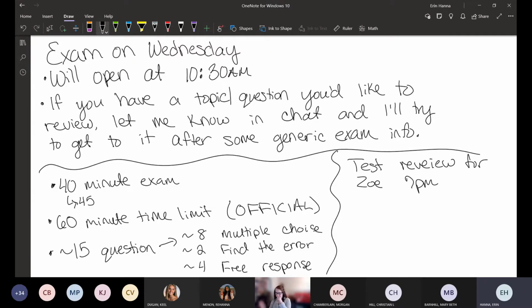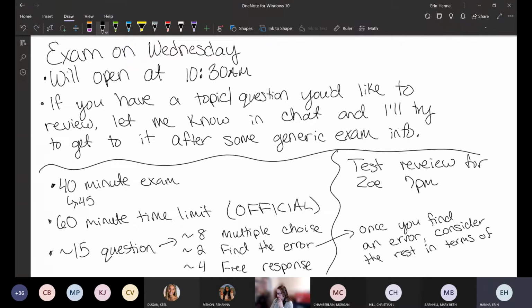Now, again, find the error questions. I'm going to go back to that really quick. There are some examples in the review that I posted. You have to look through it and tell me if there's an error somewhere. If there's not an error, you just tell me it's correct. Now, the thing with those is once you find an error, you want to consider the rest in terms of that error.